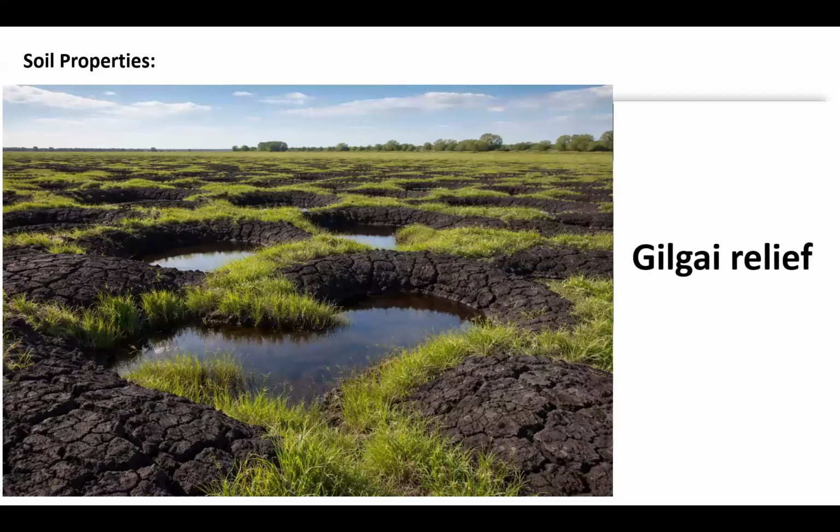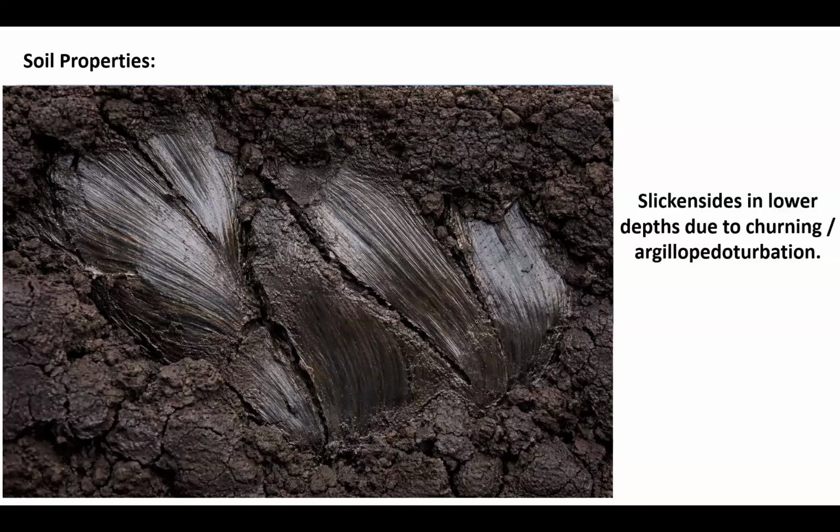And also you can see Gilgai relief. This is very popular in black soils. Gilgai relief means we can see small depressions like this. These are called Gilgai relief. And you can see slickensides.